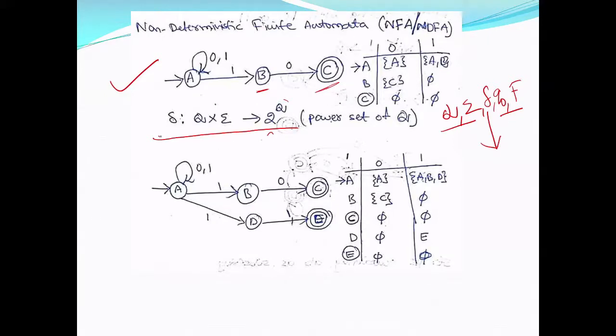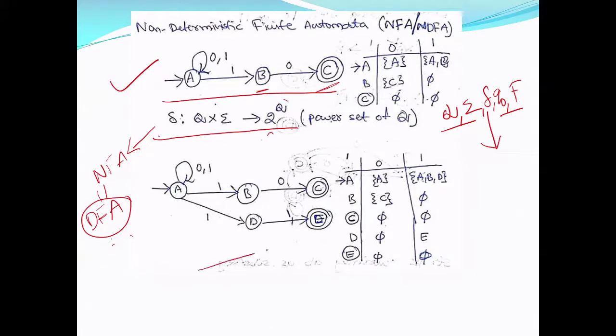If you observe this, DFA is a special case of NFA. DFA is the special case in which every state and every input symbol has only one transition. That is DFA. The NFA in general can go to 0 or more transitions. So this is your non-deterministic finite automata.